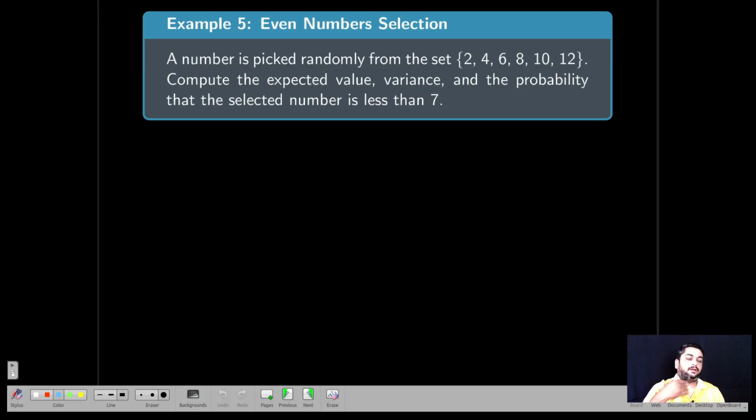Next. Now it comes here. Please observe this question. If you are not using the formula that you are given, then you will definitely end up in trouble. So they are given the set. A number is picked randomly from the set 2, 4, 6, 8, 10, 12. Compute the expected value, variance, and the probability that a selected number is less than 7.